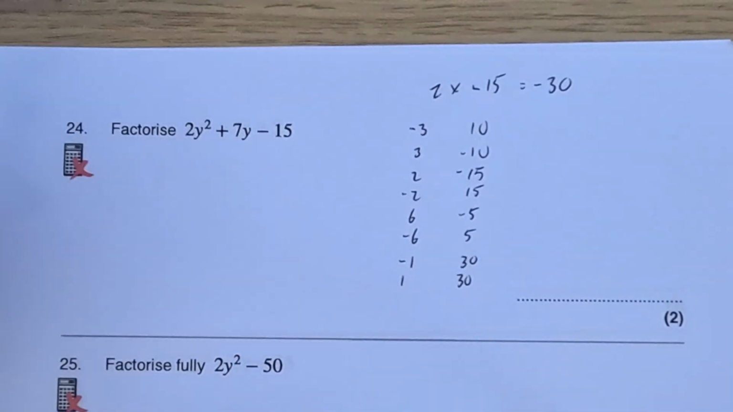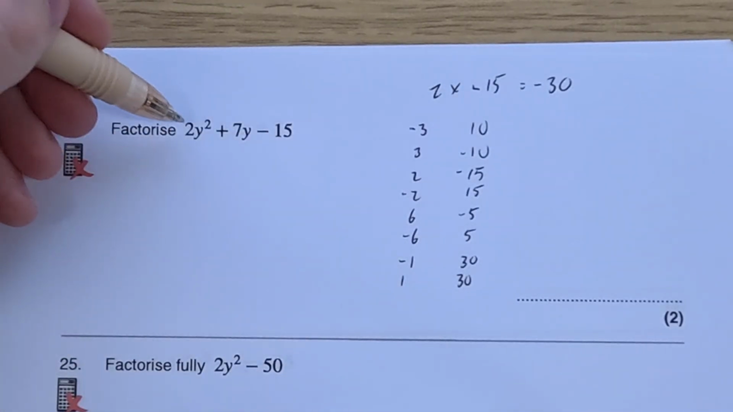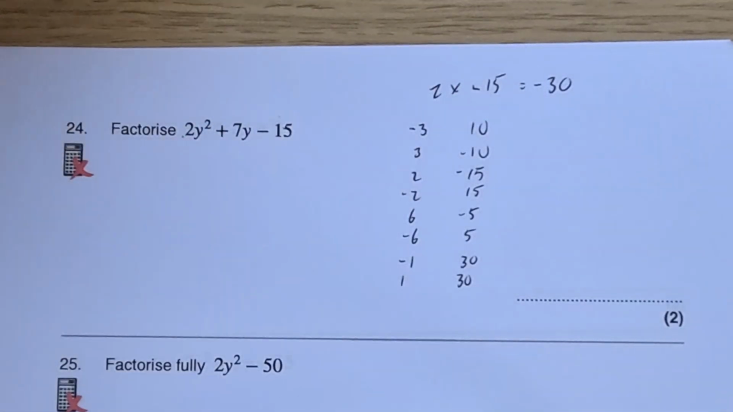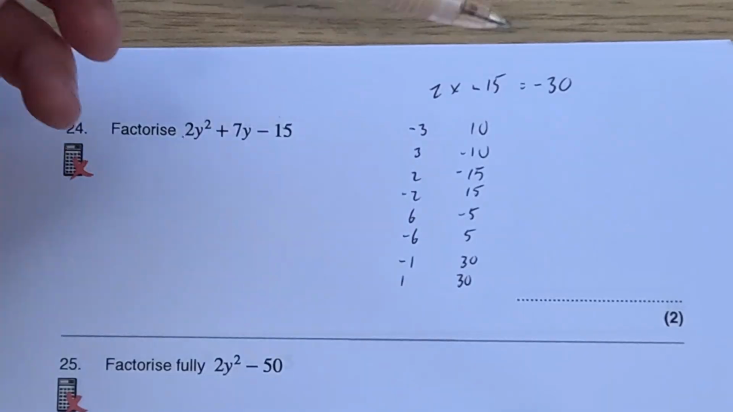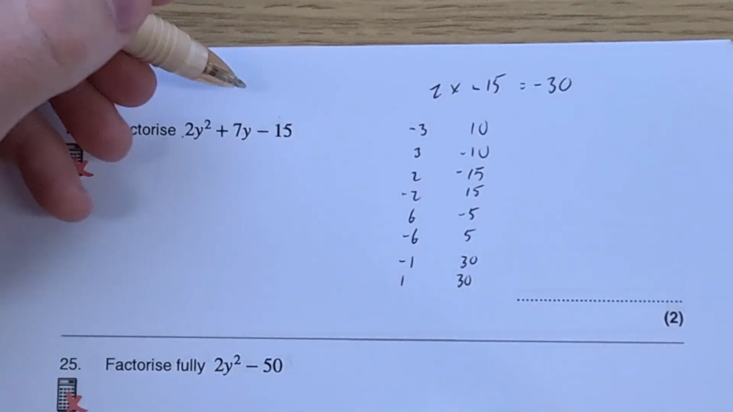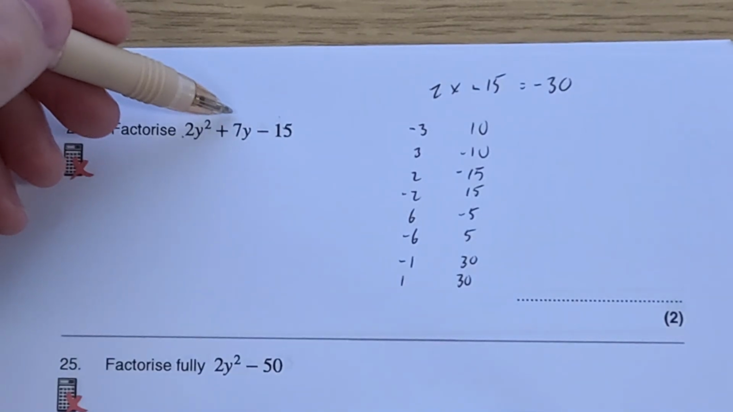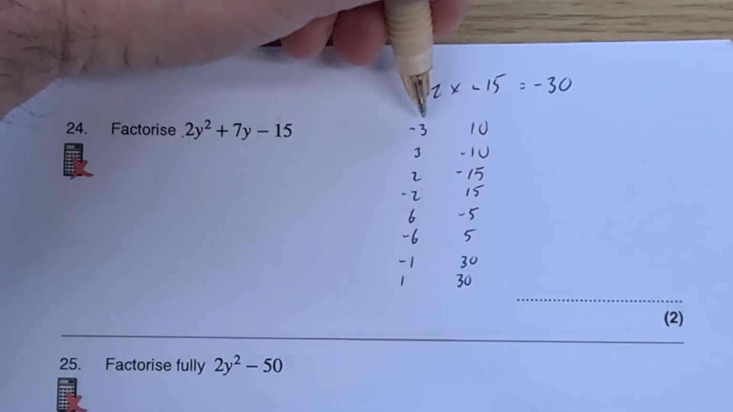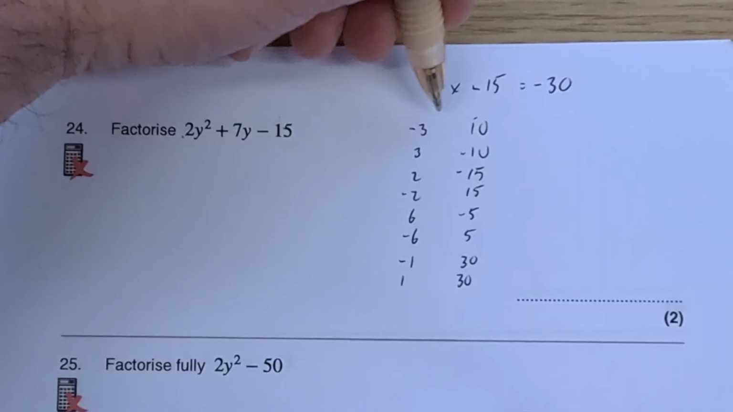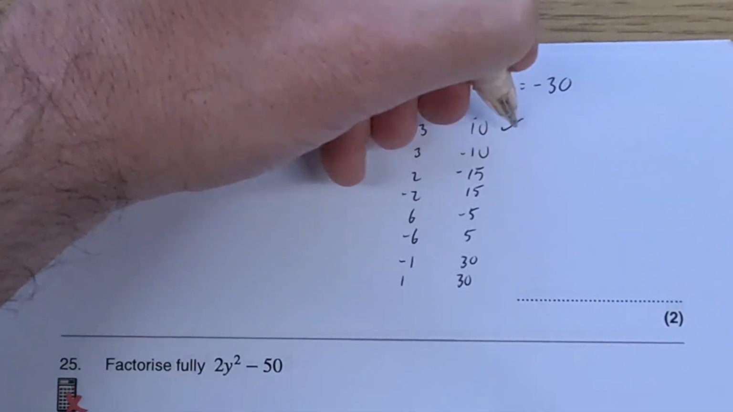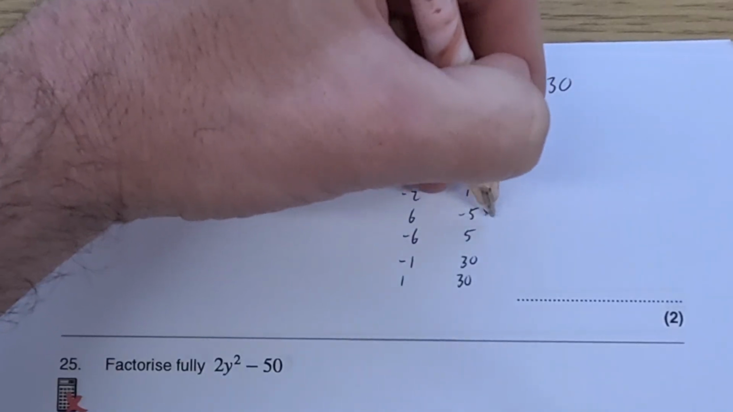Okay, so we've written down the numbers there that times together to be minus 30, and we've just timesed together the A and the C, the number at the front there and the number on the end. So 2 times minus 15 is minus 30. Now we're looking for the pair that will add together to be the B, the number in the middle, the 7. That would actually be our first option here, minus 3 plus 10, because minus 3 plus 10 is 7, and all the other options won't give you 7. So that's going to be the option we want.